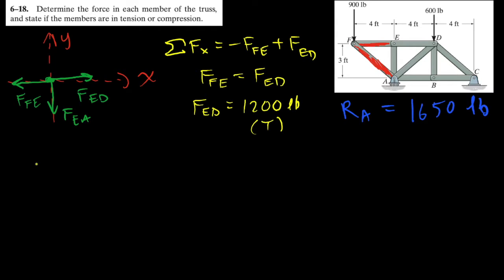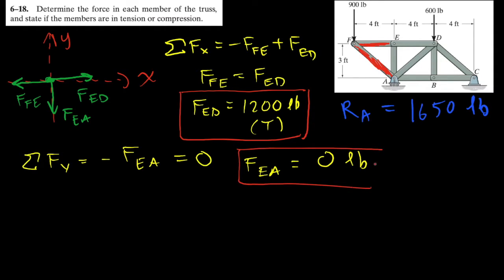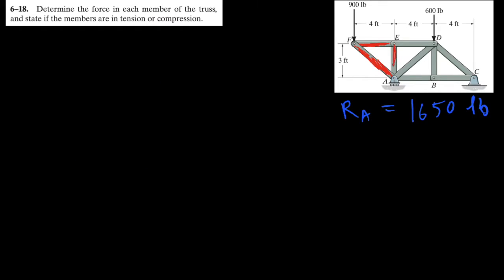Now let's do the same for the y direction. And this one will be fairly simple because the only contributing factor for the vertical direction is the member EA. Given that the system is in equilibrium, so the total summation of forces is 0, we see simply that the force in the member EA is equal to 0 pounds. So the two answers we get are the force in member ED and the force in member EA. Let's highlight these members red, so this one, and we said member ED, so this one.